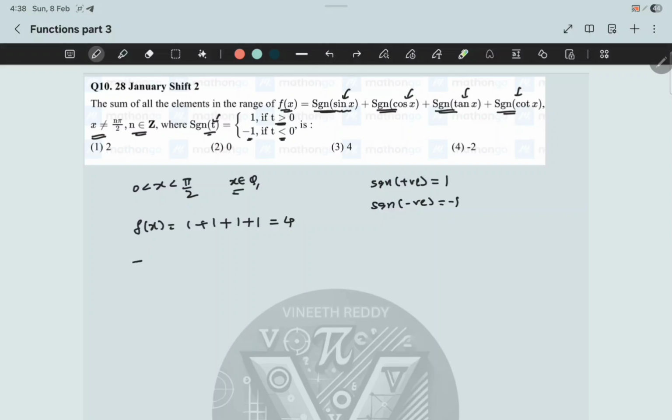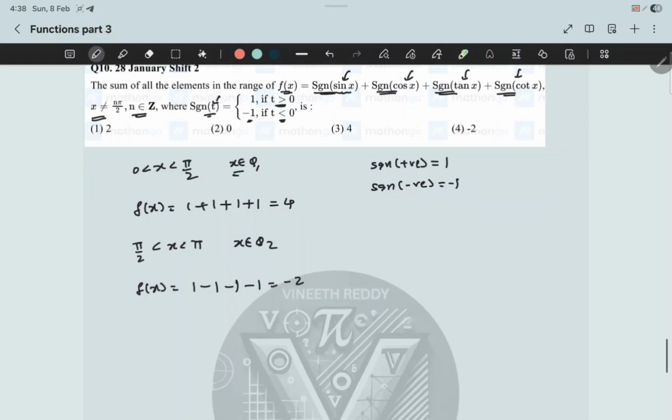Now what if x is in quadrant 2? That means pi by 2 less than x less than pi, right? X belongs to quadrant 2. Now you should say that in the second quadrant sin x is still positive, so this will be 1, and in the second quadrant cos x is negative, so we get a minus 1 here. Tan x is negative, we get again a minus 1, and cot x is negative, we get again a minus 1. So ultimately we get the output as minus 2.